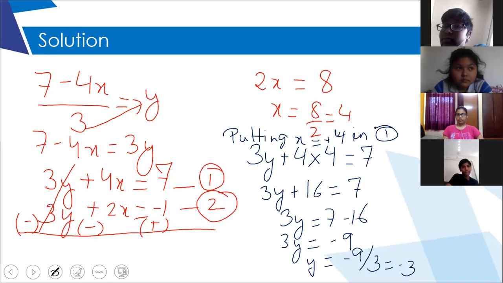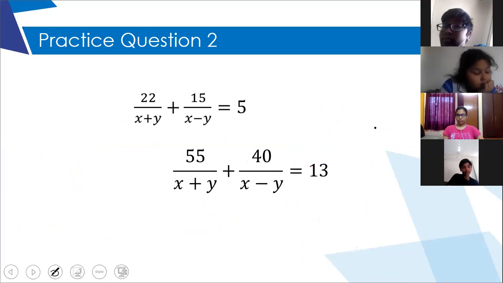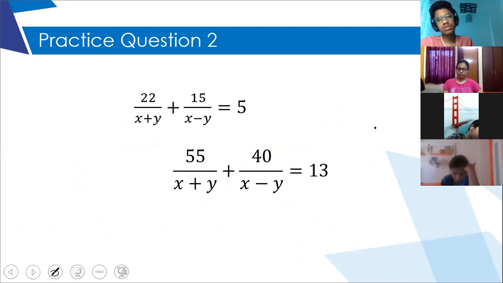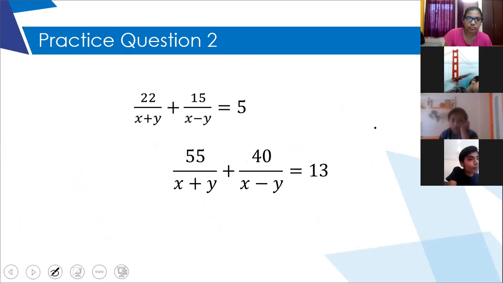Okay, I'll display another question. This is your question number 2. Now here you see there are two variables, and in both terms of both equations, the variables are in the denominator. Slightly complex equations, but the procedure is exactly the same. Let's see who can do this.